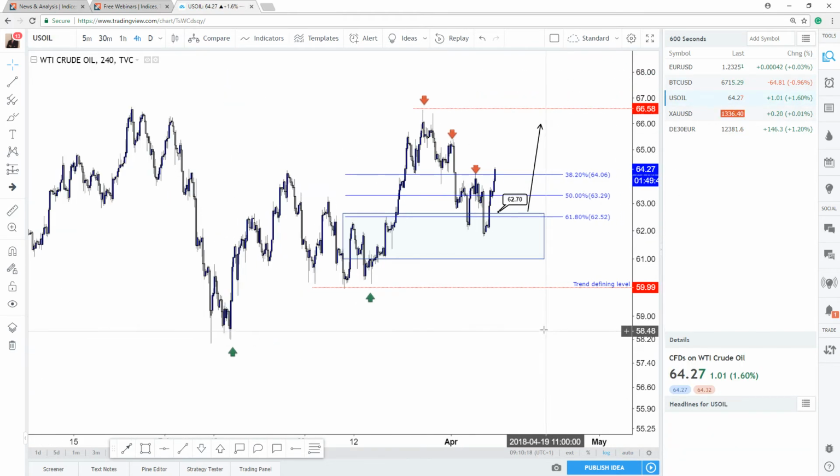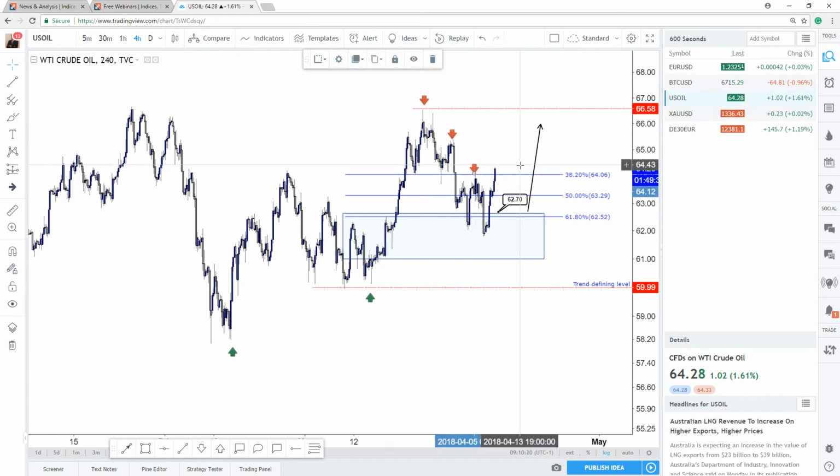Here's crude oil, and crude oil is gaining nicely. So the idea was to buy here already. When the market was trading up here, we said most likely it's going to go down and touch the buy zone on April 4th.